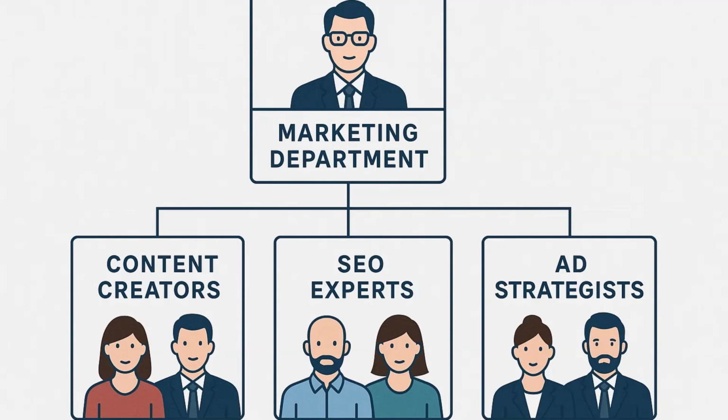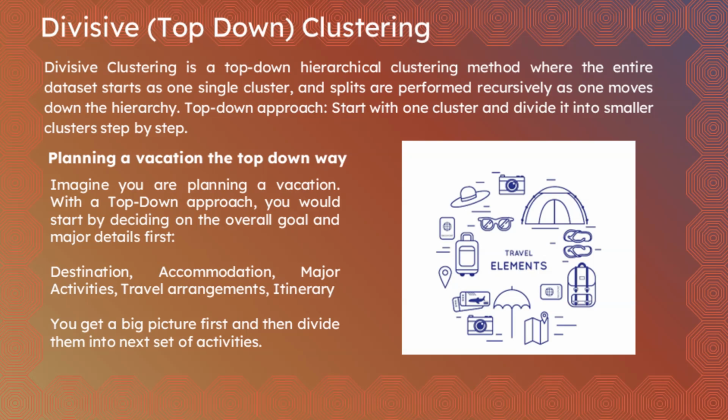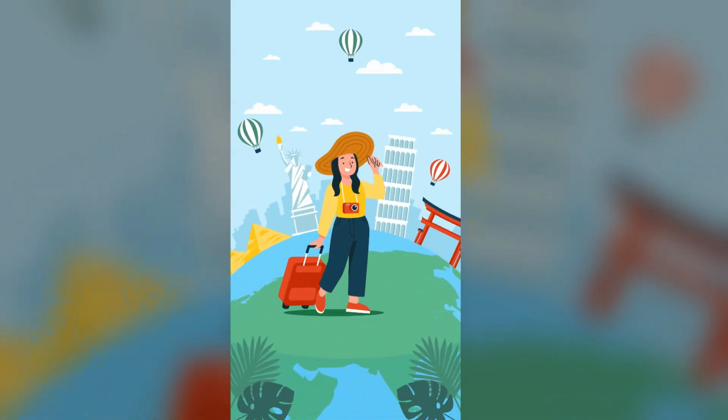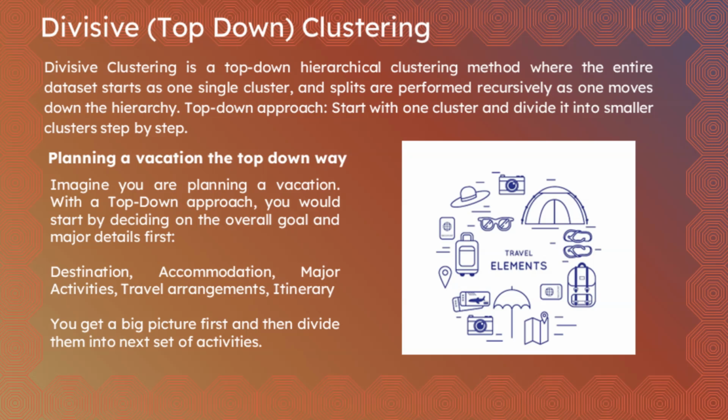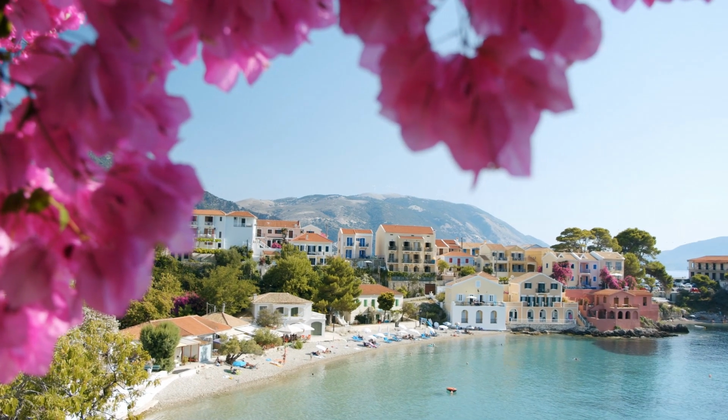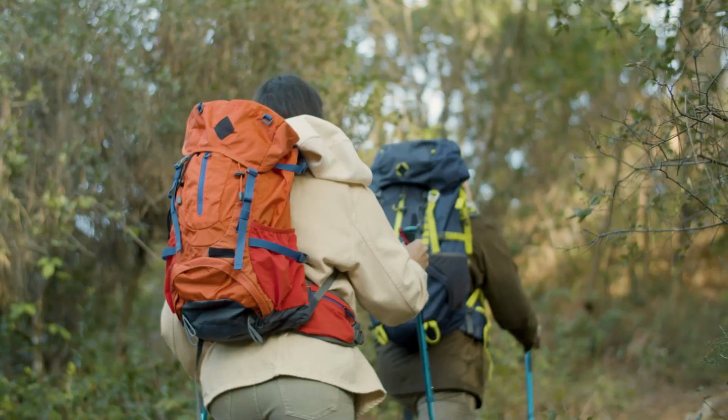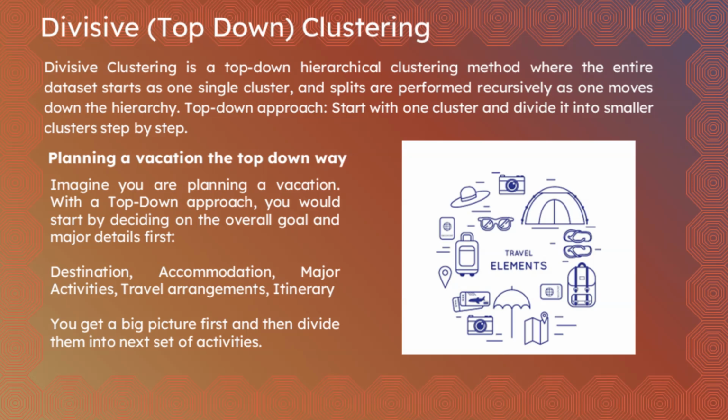Divisive clustering is a top-down hierarchical method. It begins with the entire dataset grouped into a single cluster, and then splits are made step by step to form smaller clusters. Imagine you're planning a vacation. Using a top-down approach, you'd start with the big picture, things like your destination, accommodation, major activities, and itinerary. Once those key decisions are made, you'd break them down into more specific actions and details. Similarly, divisive clustering first defines the overall group, then systematically breaks it into smaller, more refined clusters.